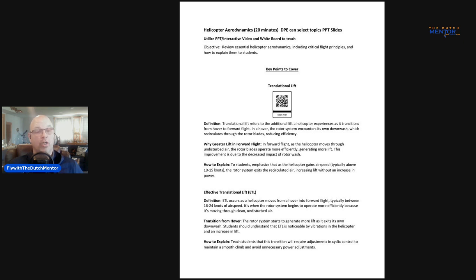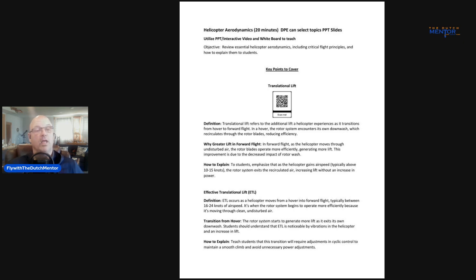And we can draw this on the board to show what that looks like, and we can show the difference when we go from translational lift into effective translational lift when we are clearing it all together by just increasing the speed to 16 to 24 knots itself. Now you can see here the QR codes that I put into it.